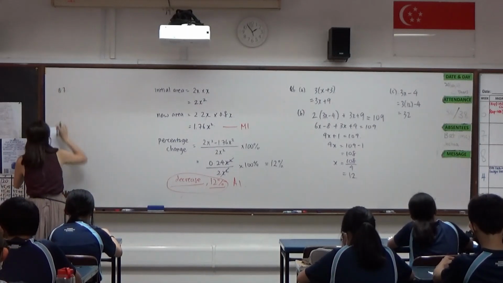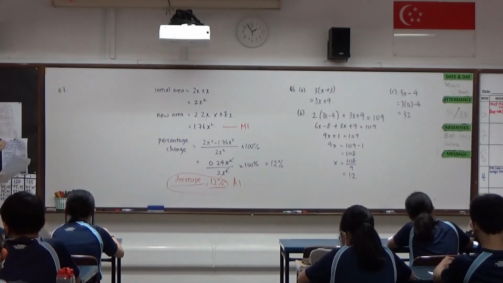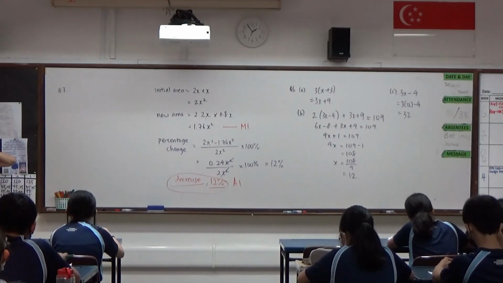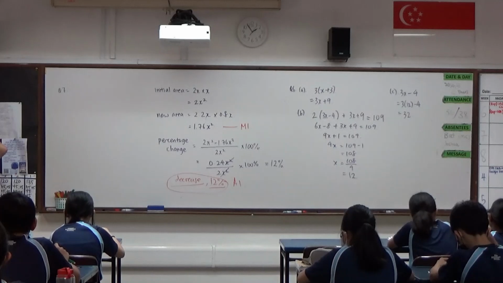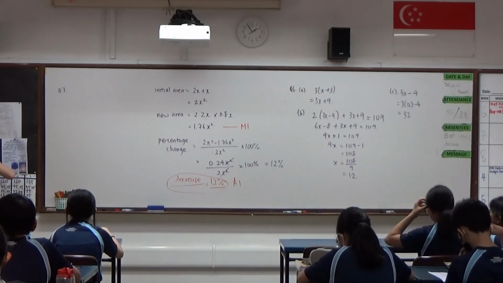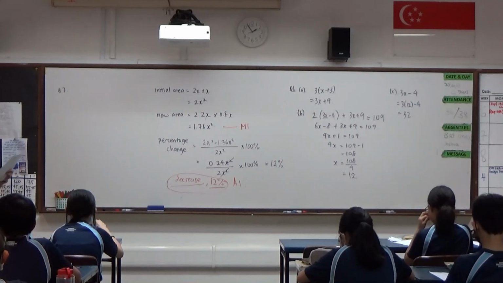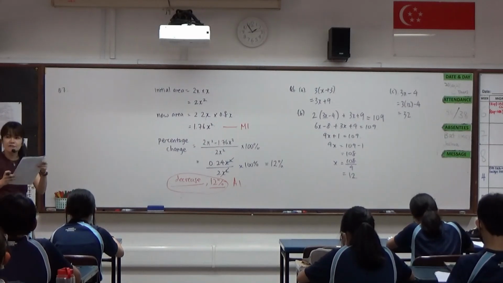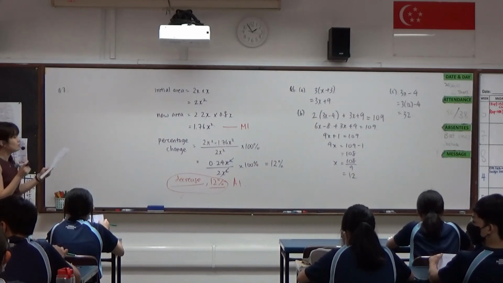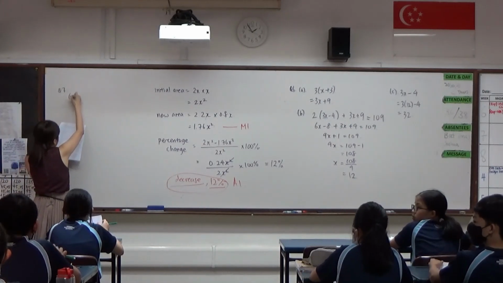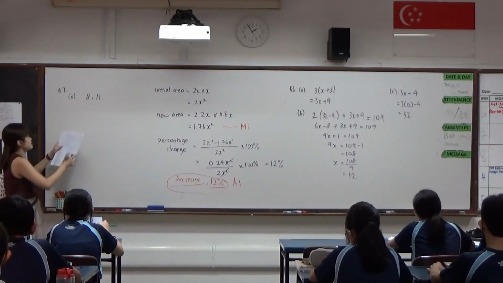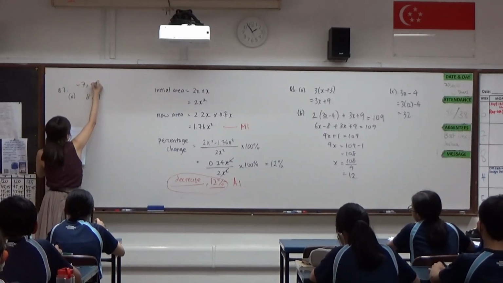Question 7. Alright, we want to find the number pattern. Part A, I think all of you can get it right. Hopefully you recognize that there's an addition of 3 across the terms.